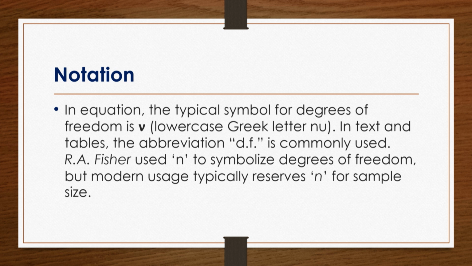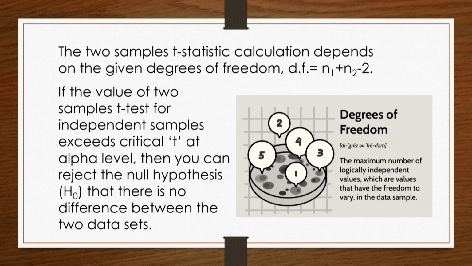R. A. Fisher used n to symbolize degrees of freedom, but modern usage typically reserves n for sample size. The two-sample t-statistic calculation depends on the given degrees of freedom, that is n1 plus n2 minus 2. If the value of the two-sample t-test for independent samples exceeds the critical t at the alpha level, then you can reject the null hypothesis H0, that is, there is no difference between the two data sets.